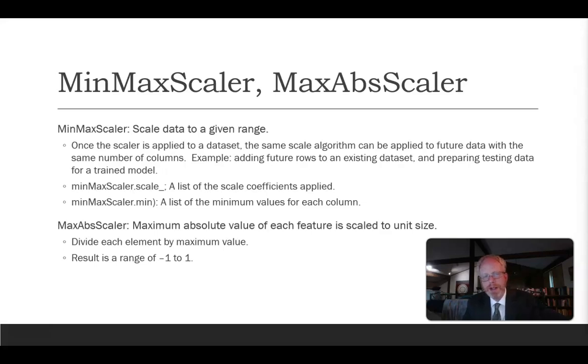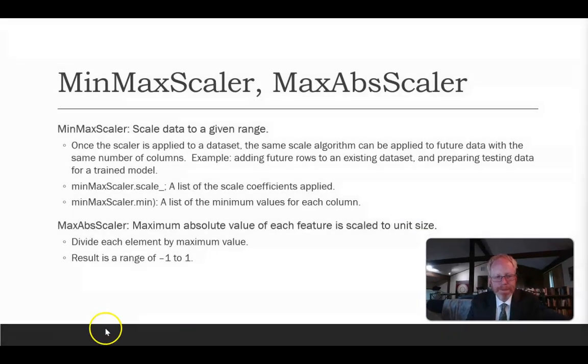Max ABS scaler simply takes each element and divides it by the maximum value in that column, and that will give us a range between -1 to 1. So with that introduction, let's take a look at a Jupyter notebook I've created with a bit of data that I've created, and I can demonstrate some of these concepts.